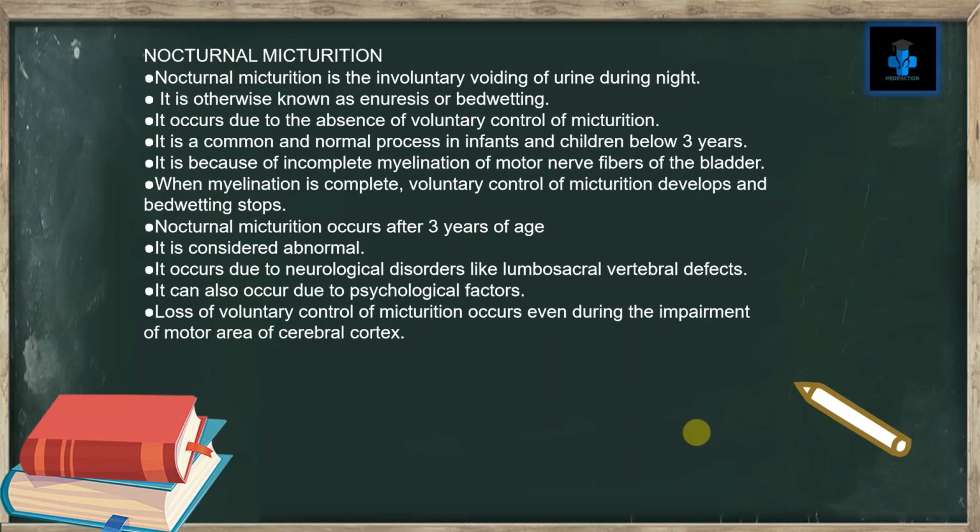Nocturnal micturition occurring after 3 years of age is considered abnormal. It occurs due to neurological disorders like lumbosacral vertebral defects. It can also be caused by physiological factors. Loss of voluntary control of micturition occurs even during the impairment of motor area of cerebral cortex.